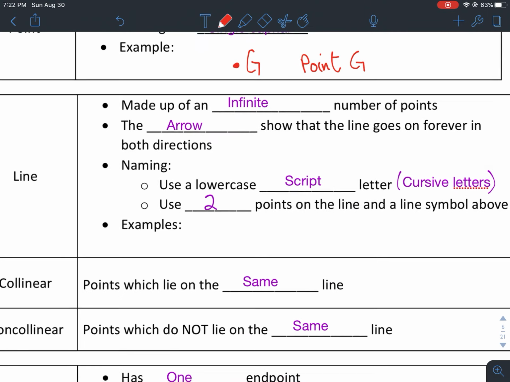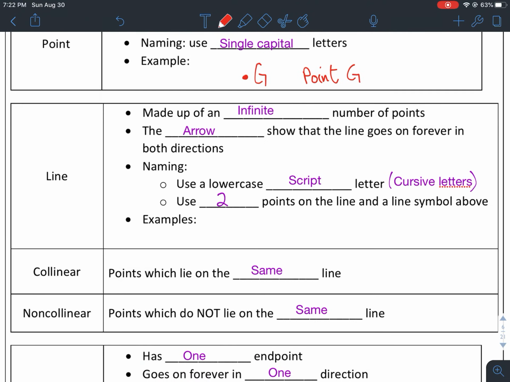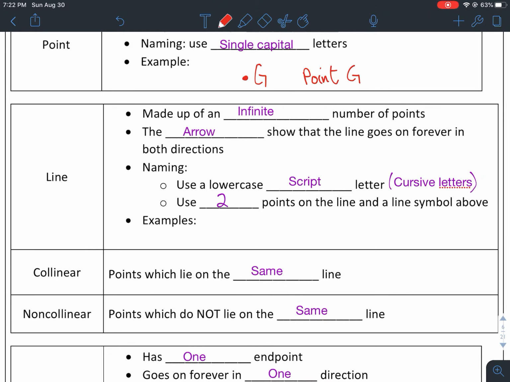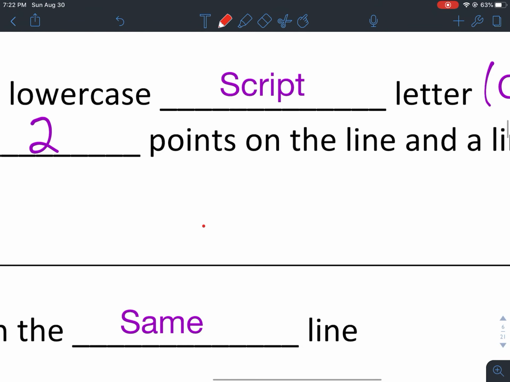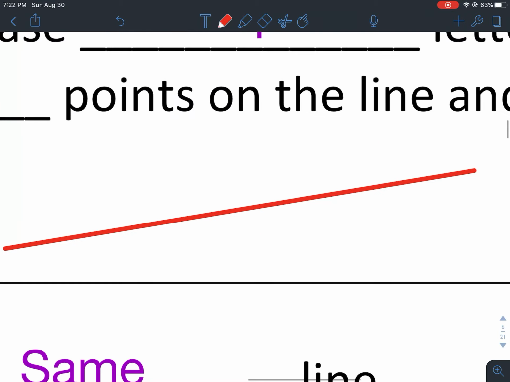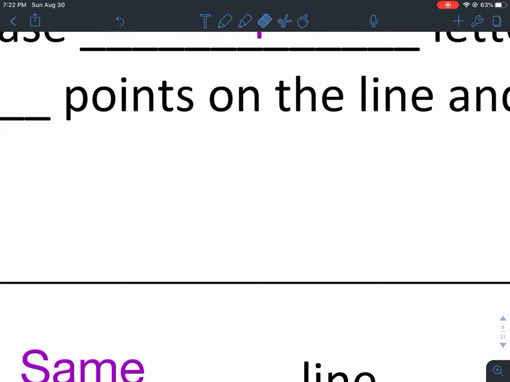Going to the next term, a line. A line is made up of an infinite amount of points. So think about it like this. Here's a line. If you were to zoom in an infinite amount of time, then there would be a bunch of points that would make up this line. And that's what a line is.